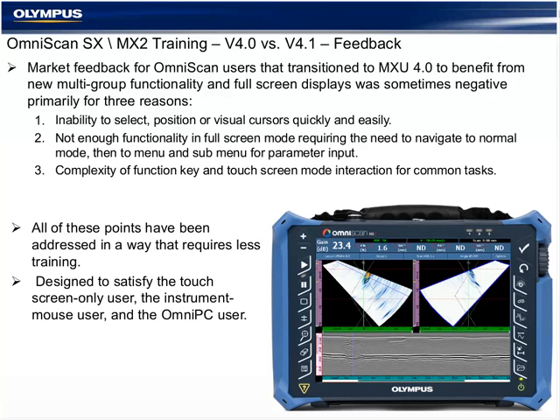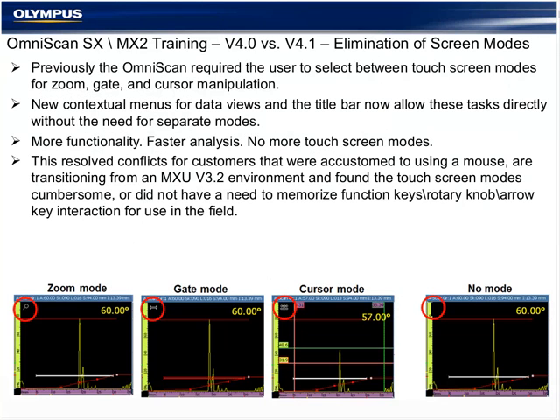The result is more functionality, less training, and an easy transition between the instrument and the OmniPC, as the touchscreen is no longer needed or available on the computer. So now all objects are active at all times, eliminating the need. So I can initiate a zoom from anywhere. I can bring cursors into view or move them in OmniPC under any condition. And on the instrument, it's limited to a focus and move with the mouse or rotary knob. And we'll see demos of that that'll make a lot more sense.